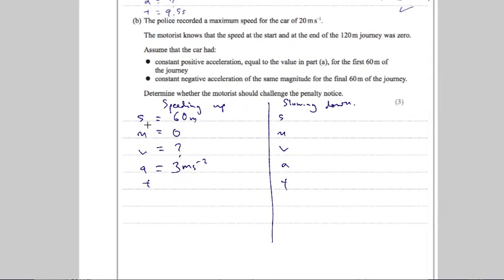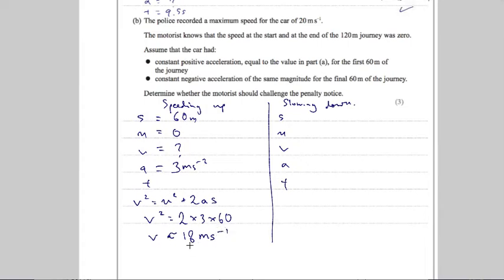So we are trying to relate S, U, V, and A. This time we definitely don't care about the time, and we're going to be using V squared equals U squared plus 2AS. But U is 0 in this case, so we're going to have that V squared equals 2 times 3 times 60. And if we take the square root of that, we're going to find that V is going to be approximately 18 meters per second.